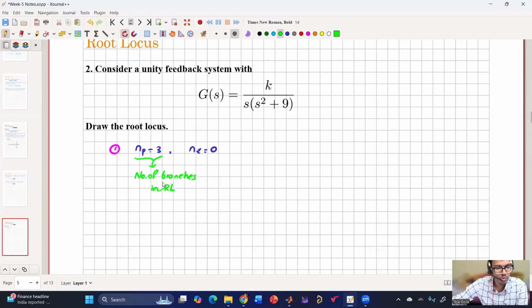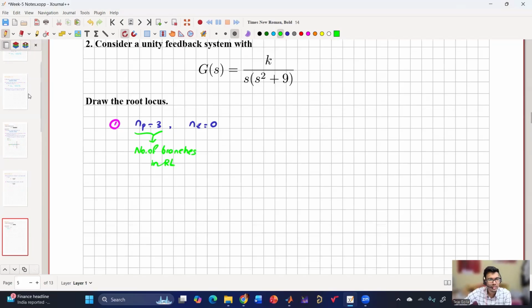I think I'll try to avoid this green color because I don't think it is properly visible. Sorry about that.